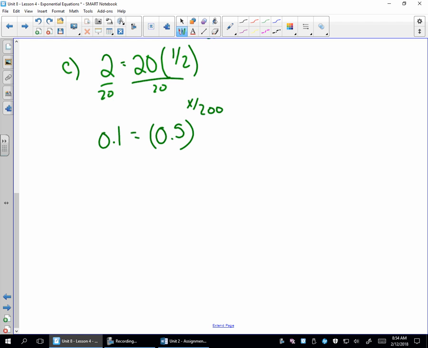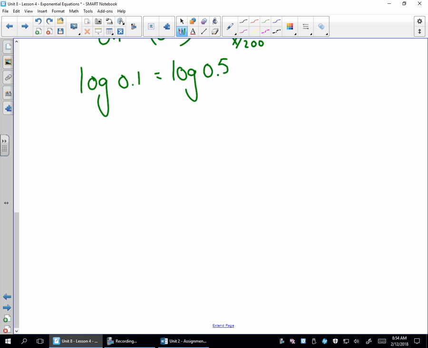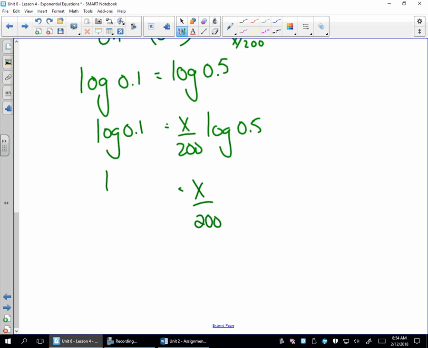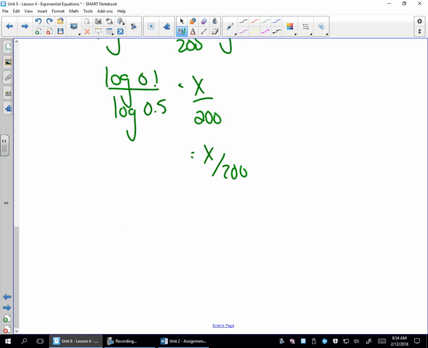Okay, there's an exponential equation. To solve it, we can use logarithms. Log of 0.1 equals log of 0.5 to the x over 200. Bring our exponent down in front. Log 0.5, log 0.1. I want to get my x by itself. Using our calculators, we can figure out what that left-hand side is there.